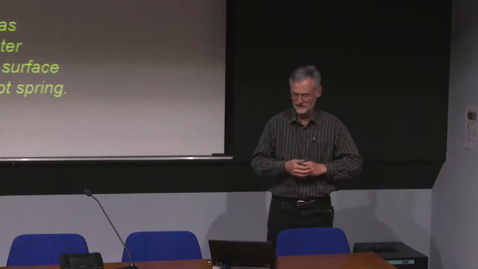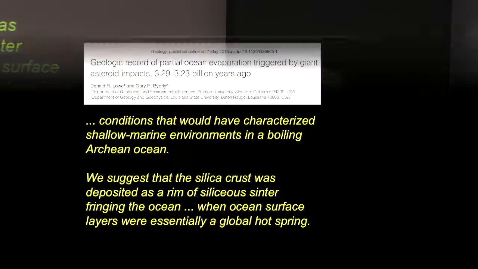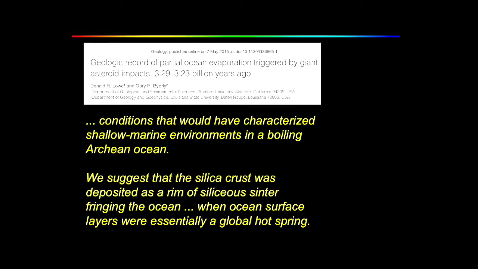There was a really interesting paper that came out, I think 2 years ago, by Don Lowe and Gary Byerly, with the title you read here, "The Geological Record of Partial Ocean Evaporation Triggered by Giant Asteroid Impacts." This came out in Geology. Geology is a monthly journal that limits its contributions to 4 pages only. So you have to be really succinct, and Geology prides itself on getting out timely and provocative items. So Don and Gary, both being old and experienced geologists, have mastered the art of writing manuscripts that are irresistible to the editors.